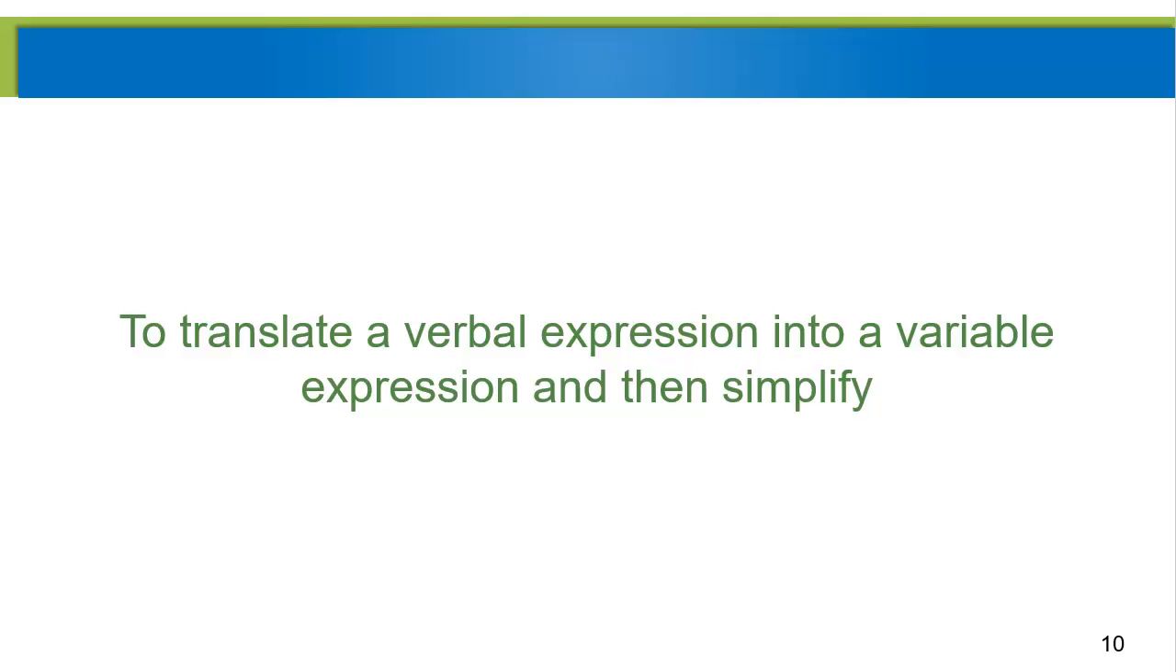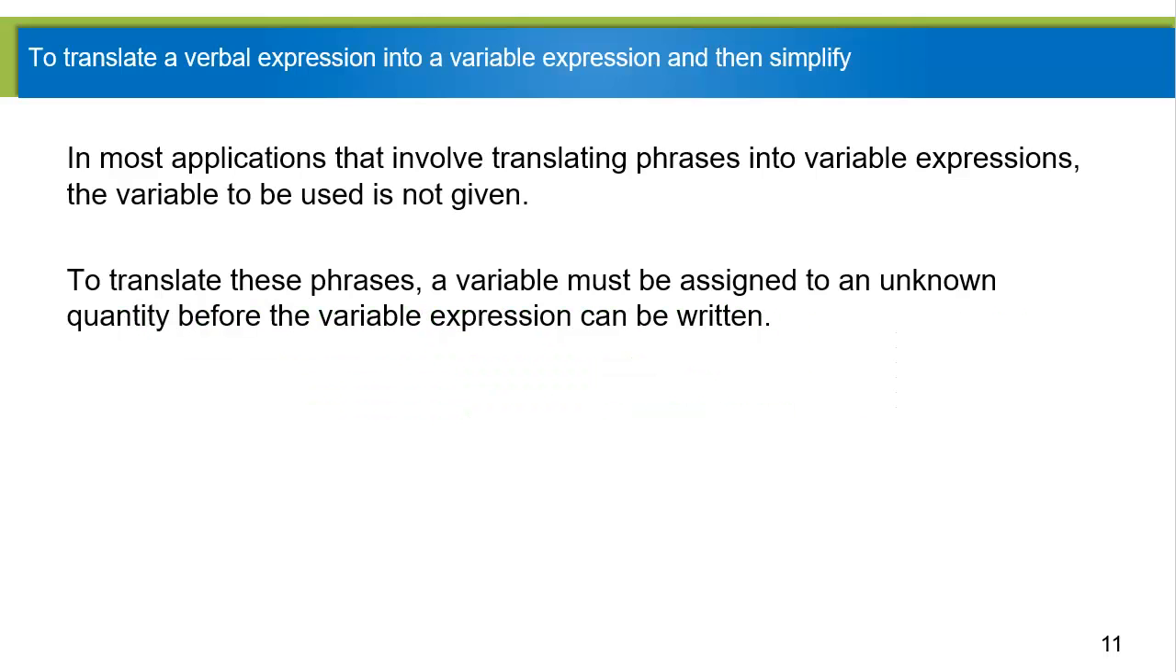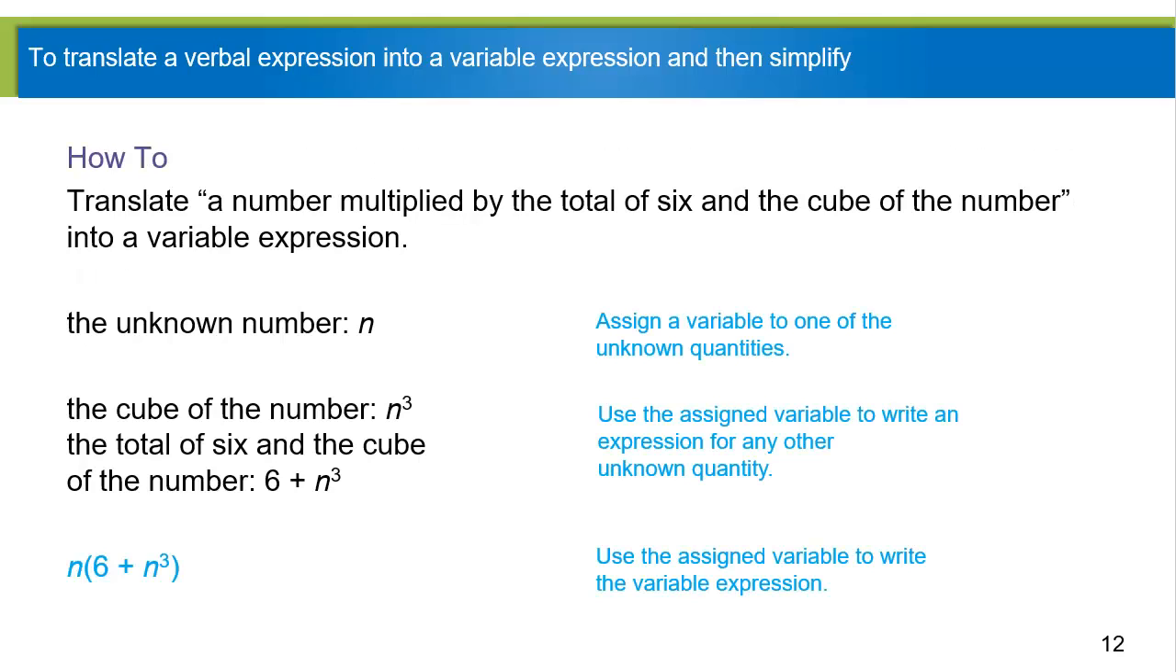Okay, so let's look at some more examples where we're going to try and translate phrases. We have to assign a variable, because they don't give us a variable all the time, and then be able to solve or reduce them later on. So how about a number? We want to translate the phrase a number multiplied by the total of 6 and the cube of the number. You see how they say "a number" and "the number"? That implies we're talking about the same number, which means we're going to use the same variable.